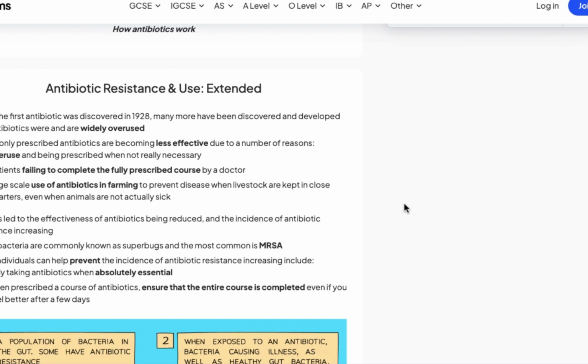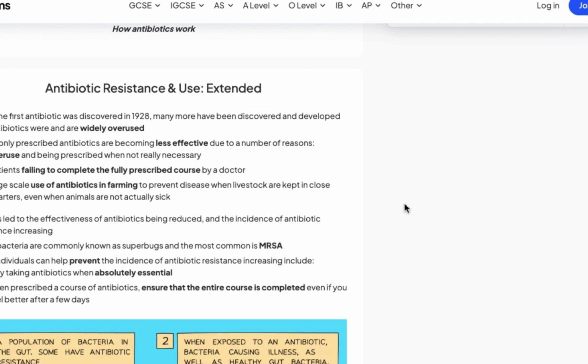Patients fail to complete the full dose prescribed by a doctor. So this is one of the problems why they're becoming less effective. Based on the level of your sickness, the doctor has prescribed a certain amount of antibiotics for you. But what do you do? You don't finish. Once you take 2-3 tablets, you get better, and we throw the rest away. We don't complete. So this is another big problem why antibiotics are becoming less effective.